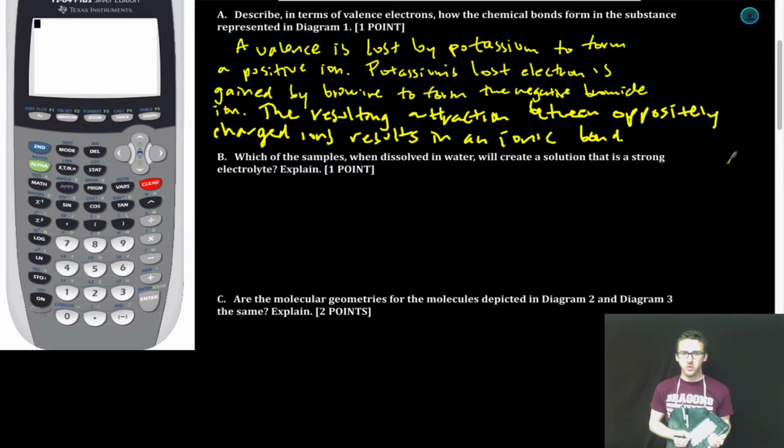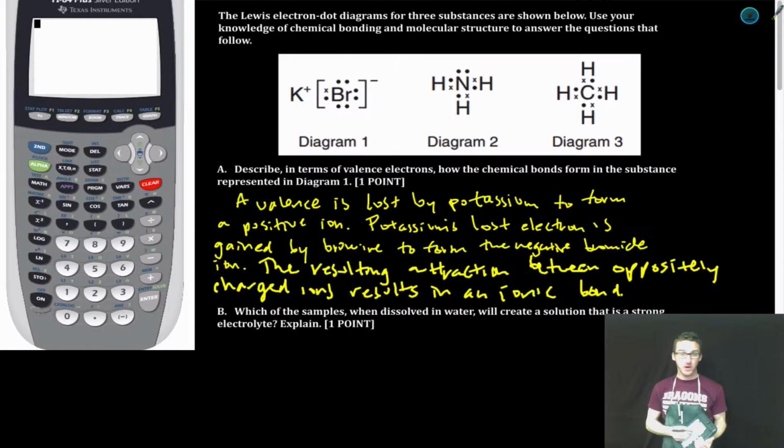Boom. Part B. Which of the samples, when dissolved in water, will create a solution that is a strong electrolyte? Explain. Alright, we have already identified diagram 1 as being an ionic compound. Diagram 2 and diagram 3 both represent covalent compounds, as the elements involved in these compounds are all nonmetals. Recall that ionic compounds, when placed in water, will dissolve into their ions or charged particles, making them excellent electrolytes.